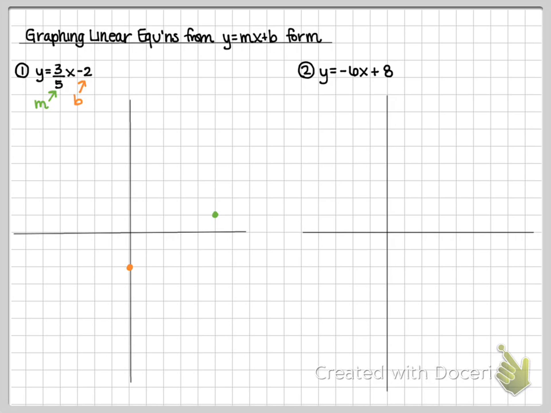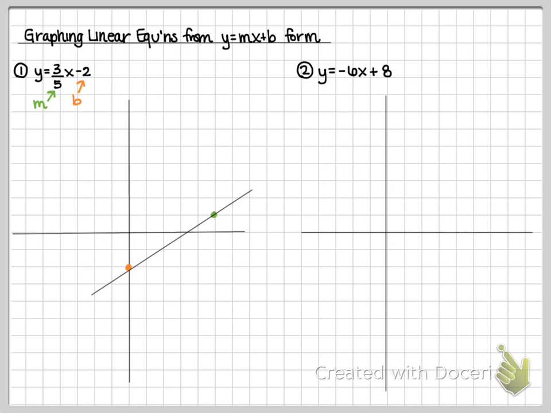And plot that point. Once you have 2 points, you technically have enough information to be able to go ahead and graph the line. So let's go ahead and connect the dots. So by connecting the dots now with a straight line, I have formed the graph that goes with the corresponding equation that was given to me.